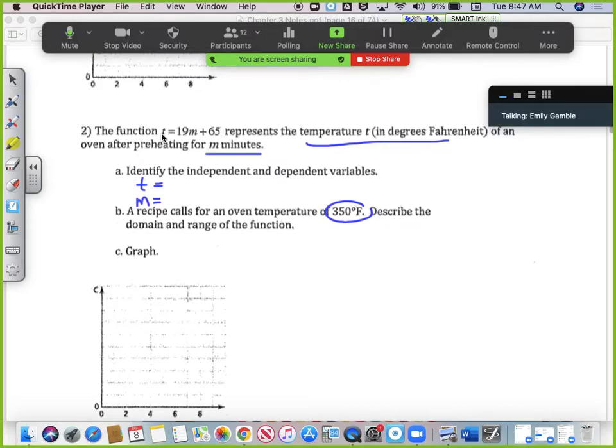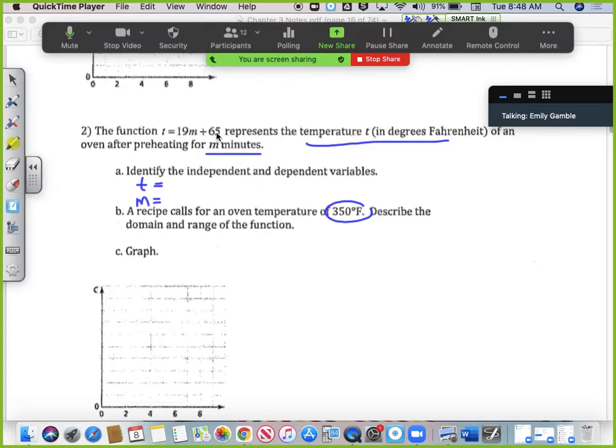So this function represents T. This is the temperature of what the oven will be. It is equal to 19m, where m is how many minutes, plus 65. So we have to think what relies on what? Does the temperature rely on how many minutes you're preheating it? Or the opposite, do the minutes you're preheating it depend on temperature? I know it's kind of weird because when you say it the opposite way, you can kind of string it so that it would make sense. But the temperature of the oven directly relies on how long you're preheating it for.